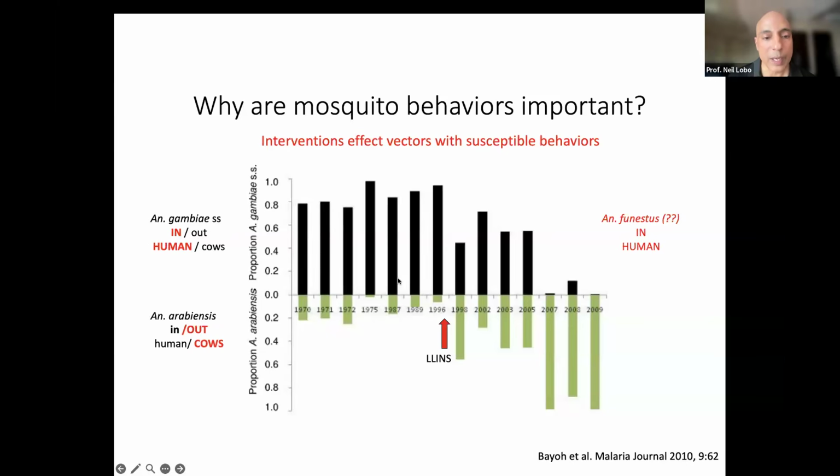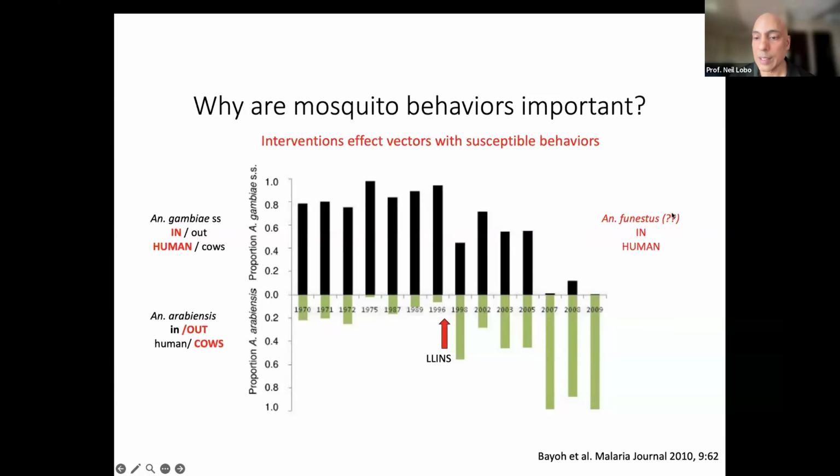Proportionally, there were a lot more gambiae, which is in black, than arabiensis, which is in green. And once they put in bed nets, it impacted the black, the Anopheles gambiae, much more than the green Anopheles arabiensis. And the proportions started changing. Over time, for example by 2007, there were a lot fewer black Anopheles gambiae and proportionally a lot more Anopheles arabiensis. So behaviors, of course, were very important.